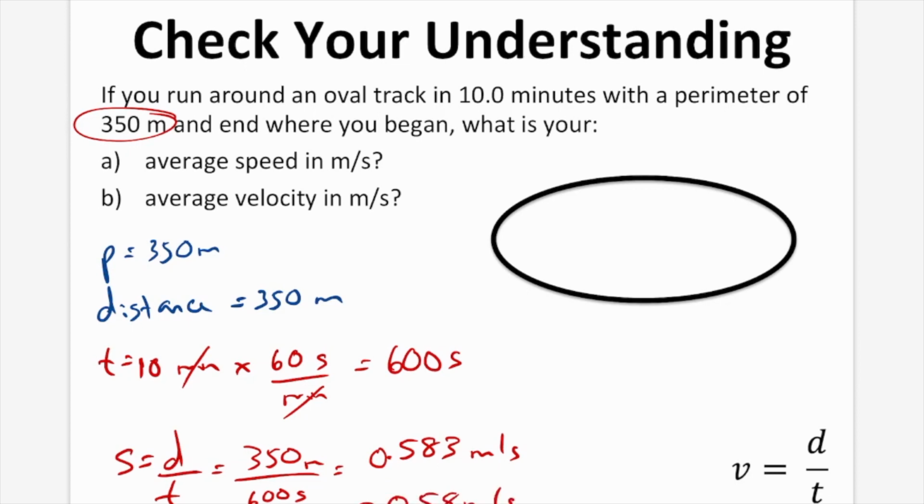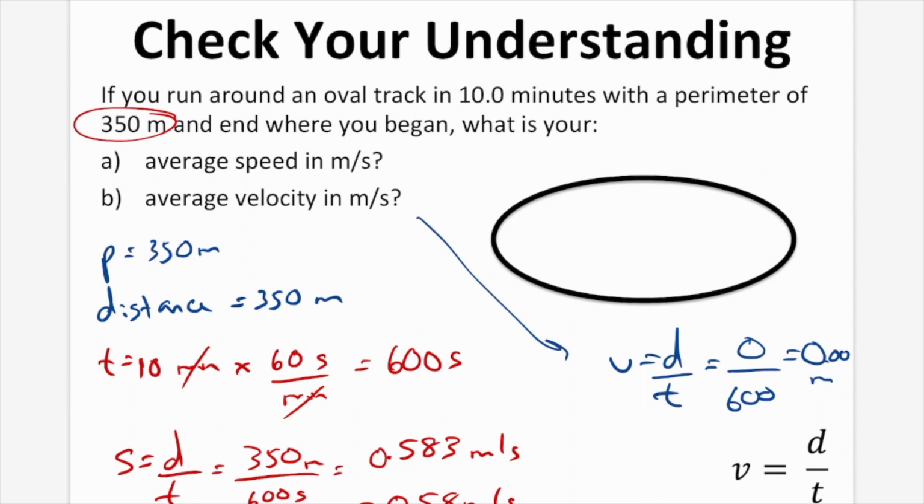Now B says, what's the average velocity? Well, velocity is going to be displacement over time. We just talked about on the previous question, the displacement in this case is 0. So 0 divided by any number is going to equal 0. So the velocity is actually 0.00 meters per second. And then we need a direction, so it would be around the track. So I'll just put it over here. So velocity is going to equal 0.00 meters per second. And then in brackets, we'll just call it around the track.